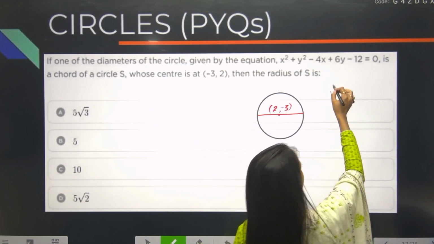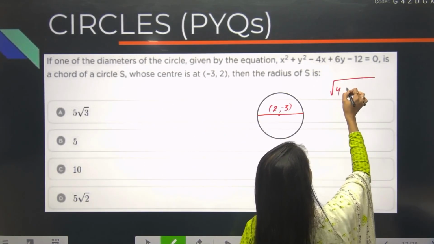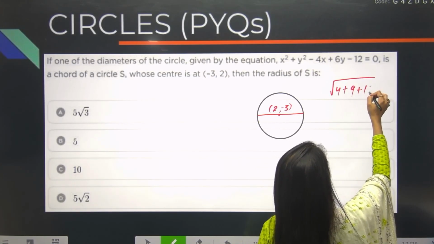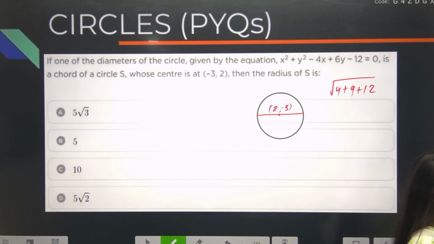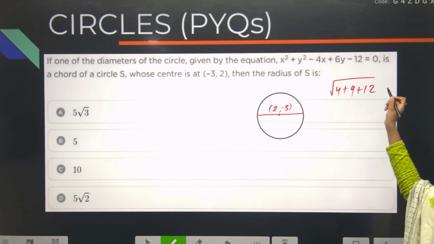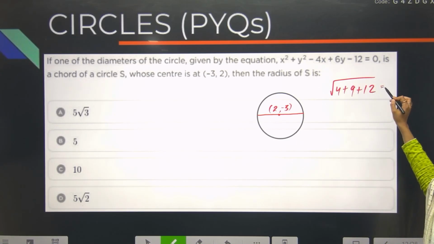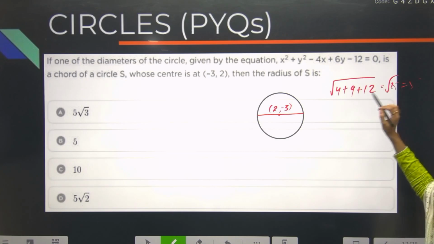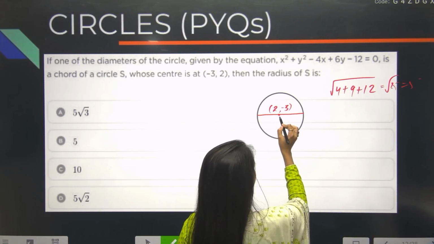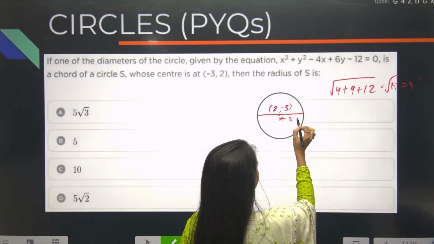In that case, what will be my radius? The radius is 4 plus 9 plus 12, so that is minus 12, 5, 13, 25, 25 and 5. So this is 5. This distance from here to here is 5.